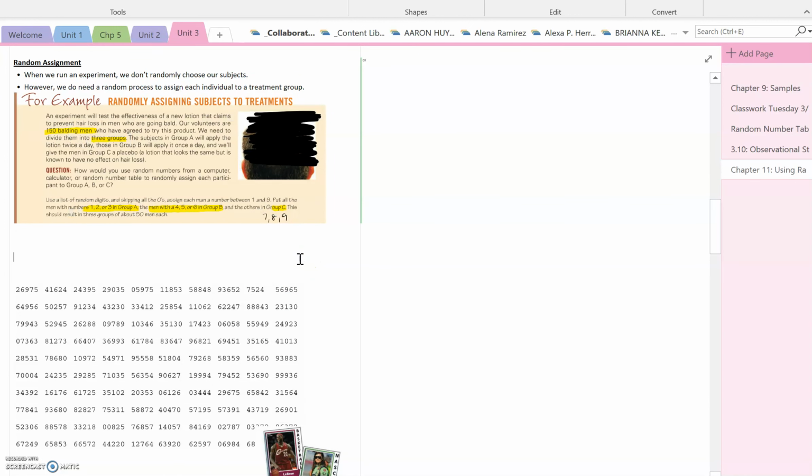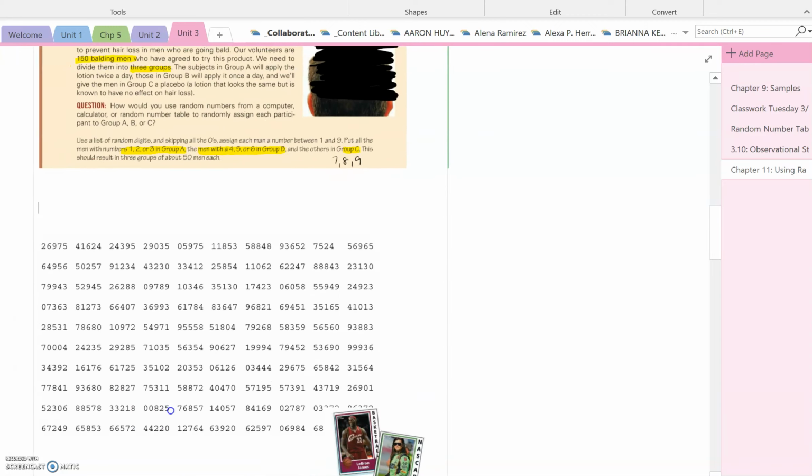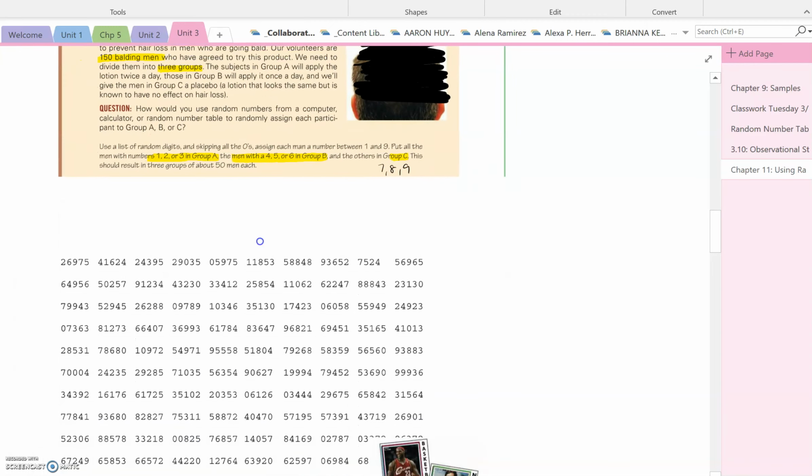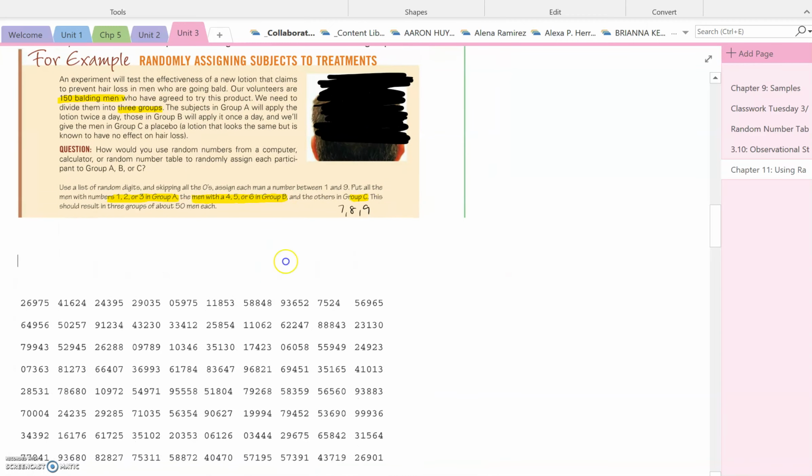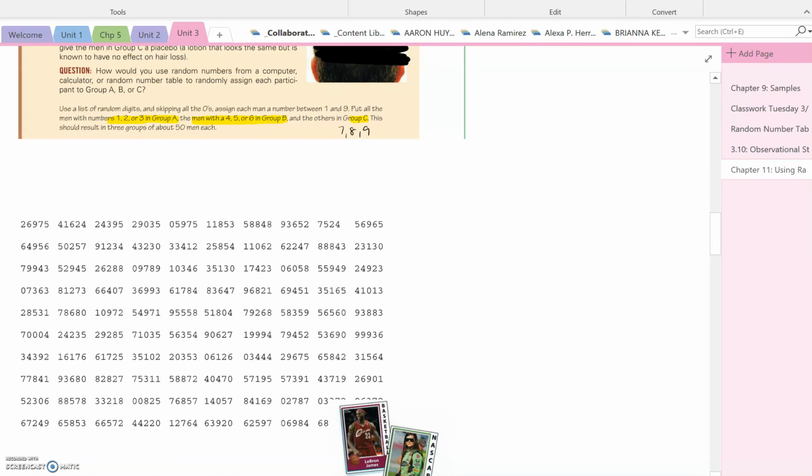Okay, so looking at our random numbers here, we're going to go through and we have to do this with 150 men. I'm not going to have us do it all the way. I'm just going to let you see what happens. So the first person, that number is 2, that goes in group A. Number 6 goes in group B. Number 9 goes in C. 7 goes in C. 5 goes in B, and you get the idea. So we would keep going, keep going, keep going.